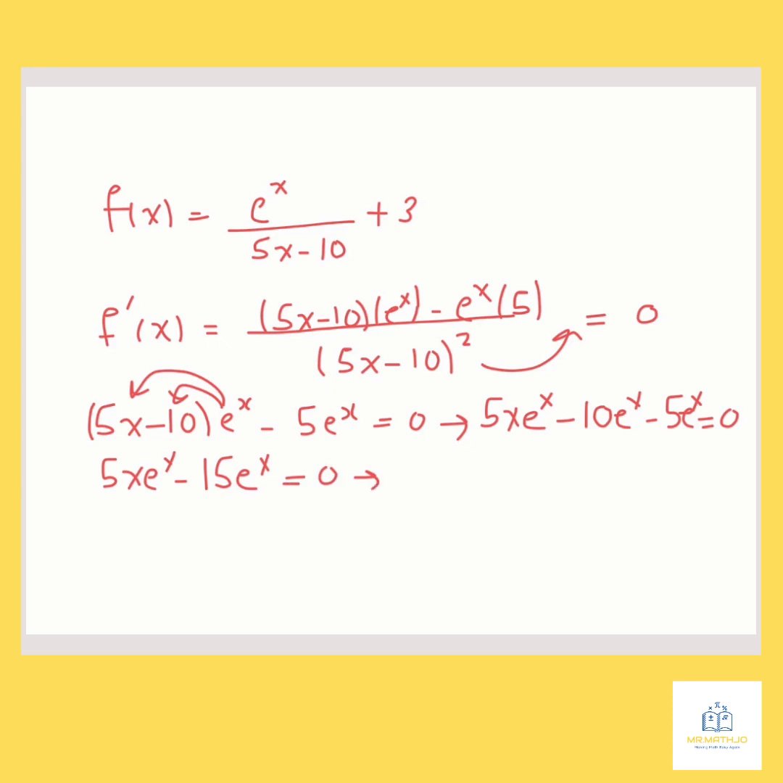So I have 5x e to the power of x equals 15 e to the power of x. So I'm dividing both sides by e to the power of x to cancel e to the power of x. So I'm left with 5x equals 15, so x is equal to 3. Now, to find the minimum value of f of x, we have to substitute x equals 3 into the original function. Okay, so now let's substitute x equals 3 into the function f of x.